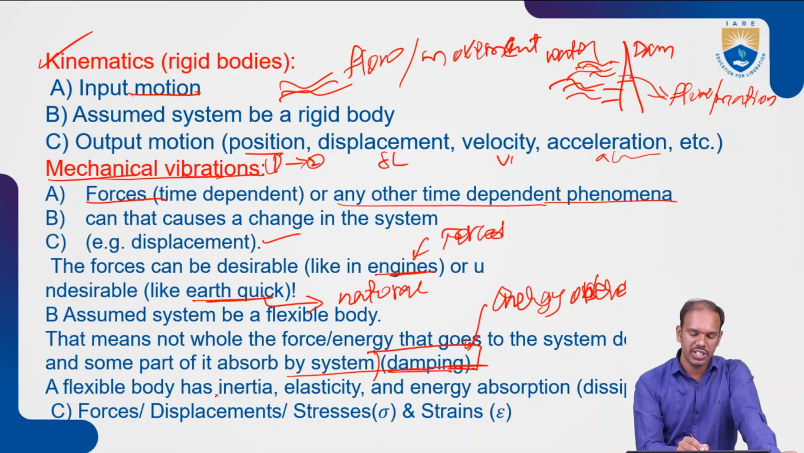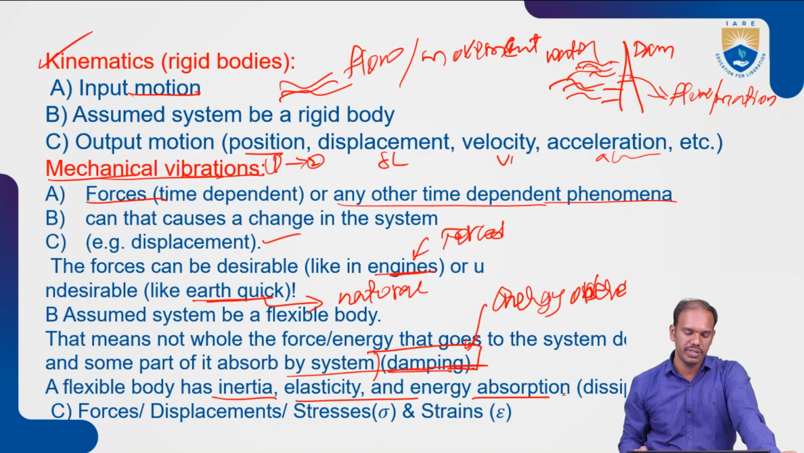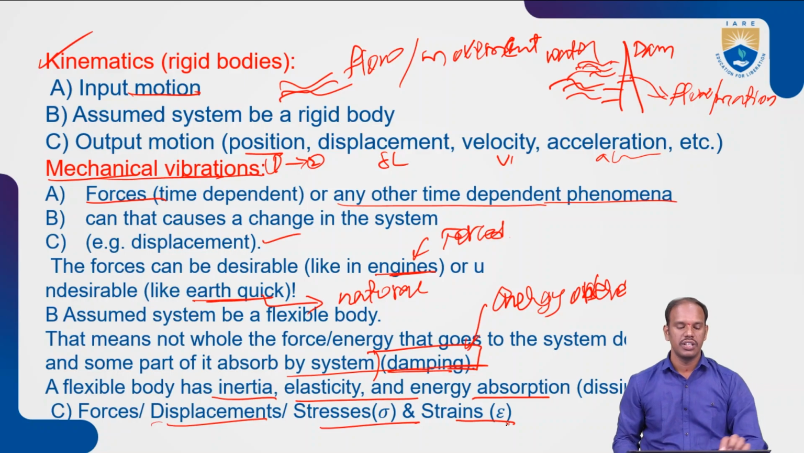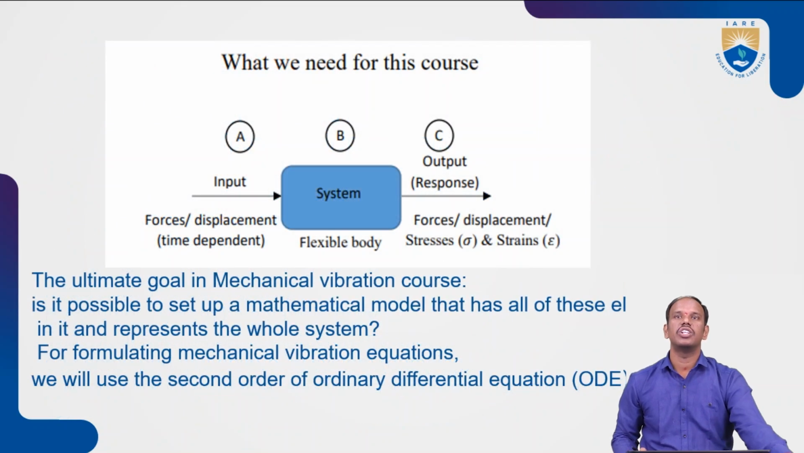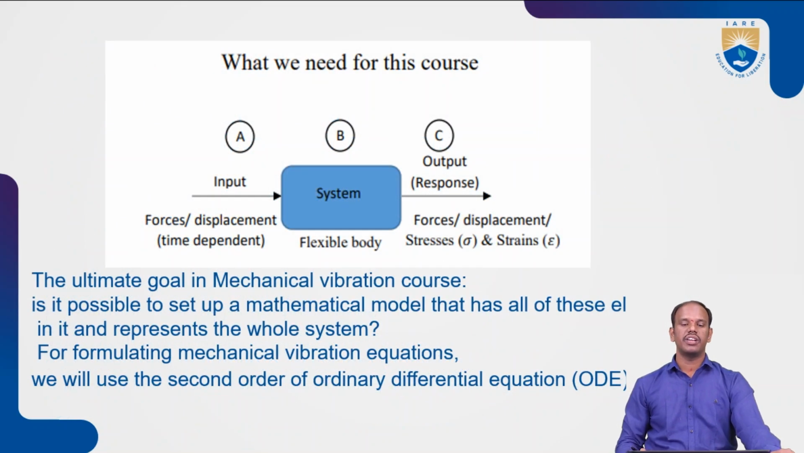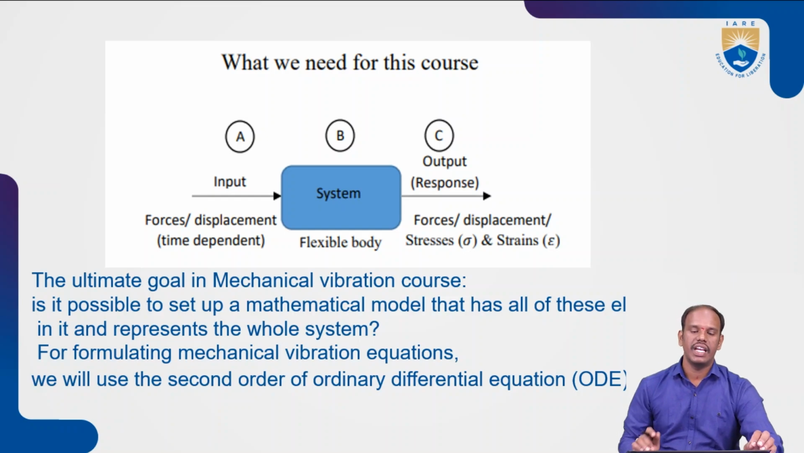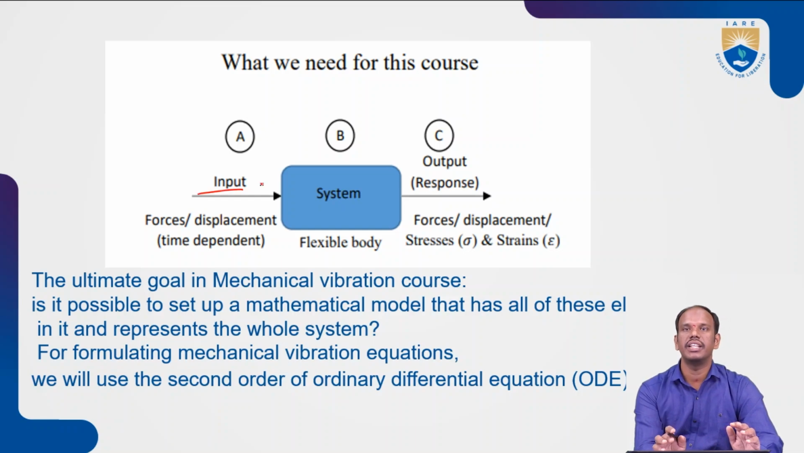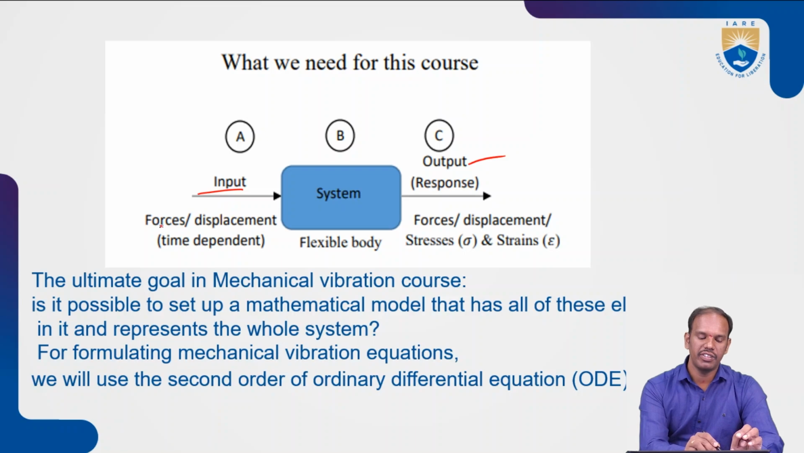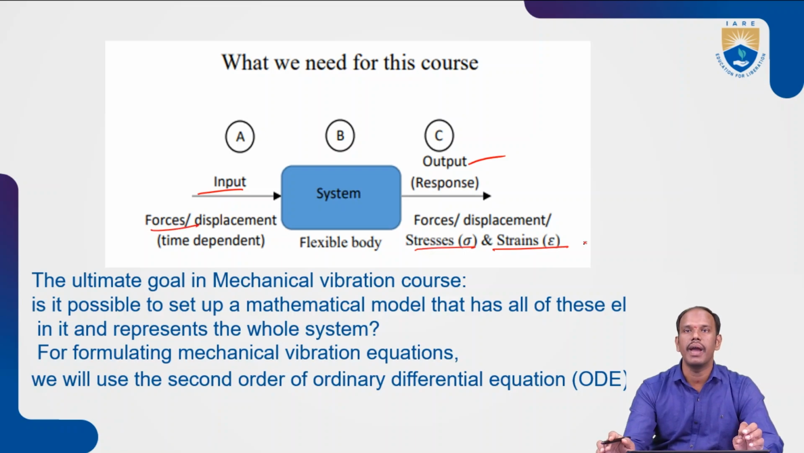And for flexible bodies, inertia, elasticity and assumptions we are going to see. So there will be forces, displacement, strains and stresses. As we know, displacement and strains we have already seen. What is meant by displacement, stresses and strains? We have already seen, right? So in this particular course, what do we need to see? If there is a system, there should be some input and output. Once you give the input, there should compulsorily be some output. Like if you give forces or displacement, stresses and strains will happen.